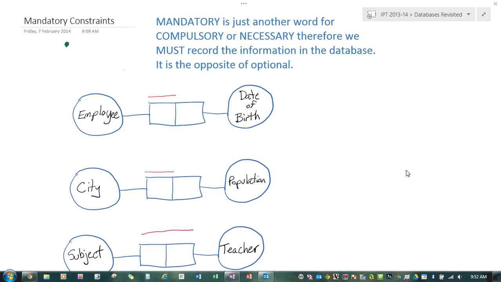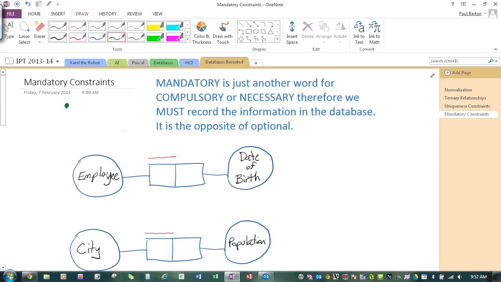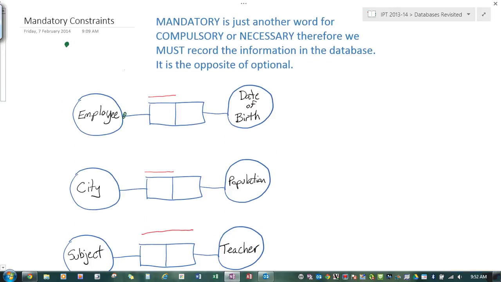Okay. We look at it like this and say, if we record stuff about an employee, is it compulsory to record their date of birth? Yes. If we say yes, you don't have to know their birthdays. Okay, so we're going to record their date of birth.